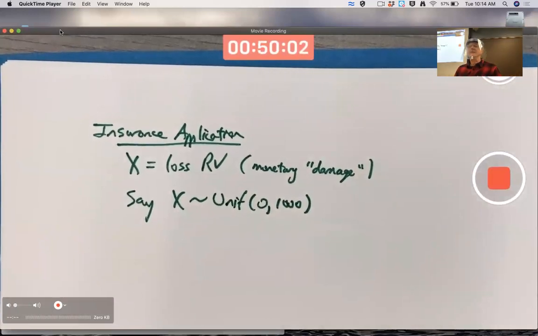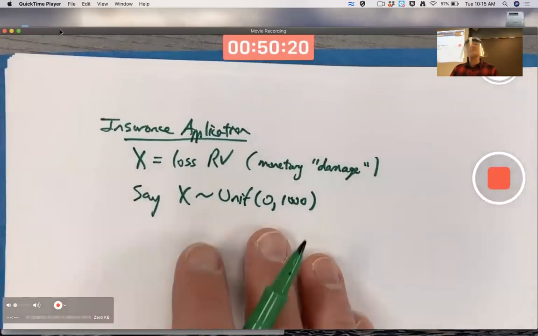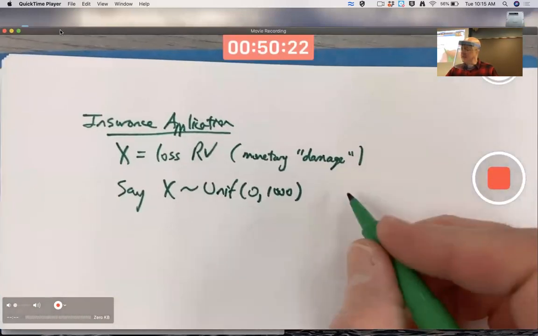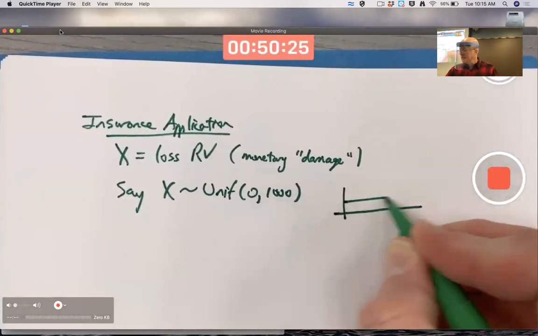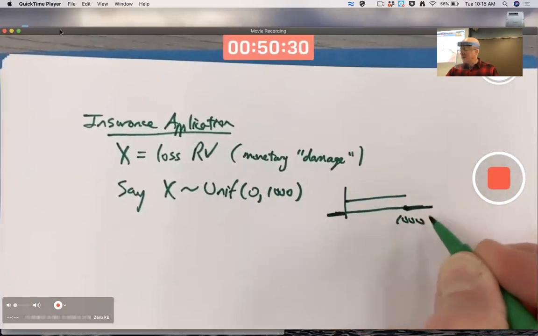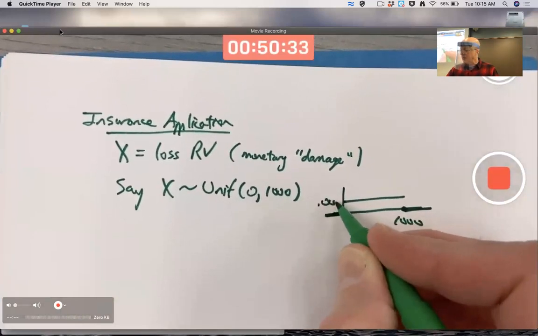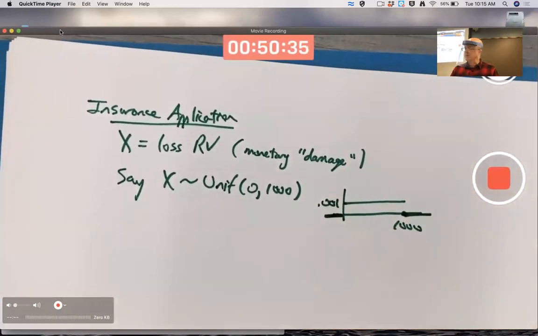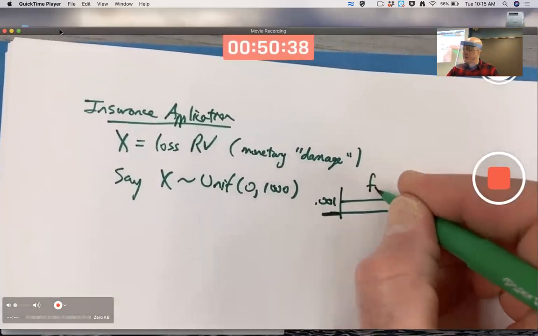There's lots of different assumptions I could make about X based on the situation, different models for different situations. Maybe a better model would be an exponential model. Maybe a normal model. Let's say it's uniform. So the PDF of X is 0 when X is negative, 0 when X is bigger than 1,000, and 1 over 1,000, which is 0.001, when X is between 0 and 1,000. That would be little f sub X of little x.